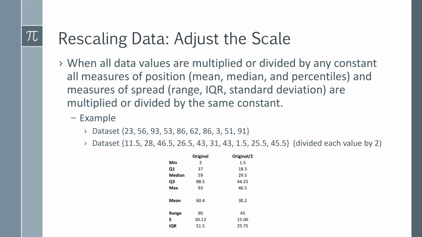Now here's the interesting part. Remember when we shifted, our spread was not impacted. Look at our spread now. We have a range. It was 90. It's now 45. Our standard deviation, 30.13, is now 15.06. My IQR went from 51.5 to 25.75. So when we shifted, we didn't change any of our measurements of spread. When we rescale, everything gets impacted: our actual data values, our summary statistics, and our measurements of spread. Now the data set has been rescaled.